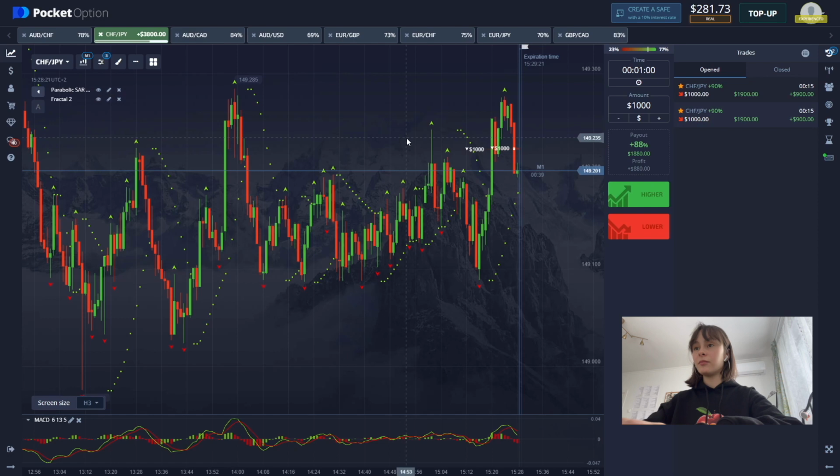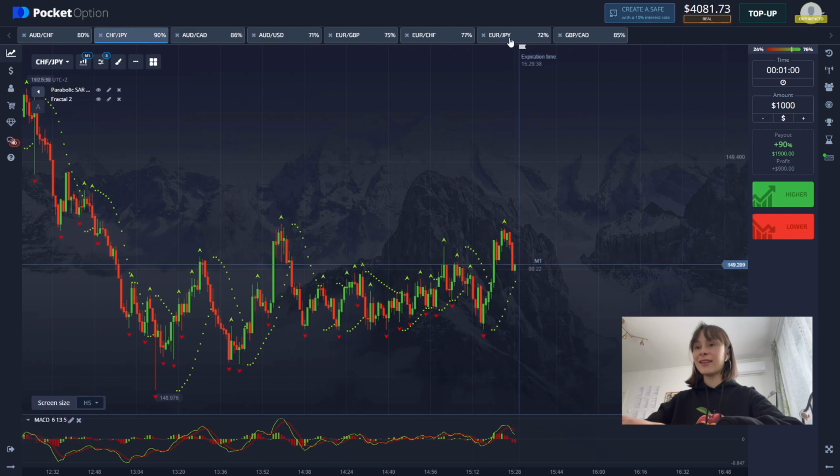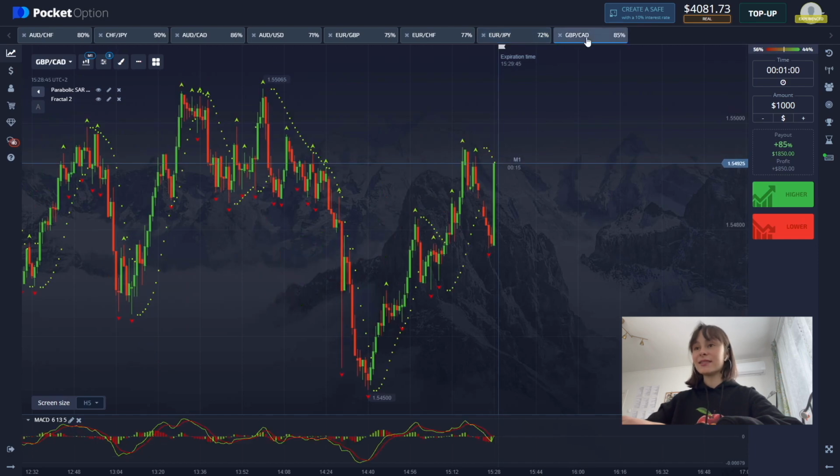We already have a good breakdown, around 10 seconds until the end. Great level of opening. Even the upward candle cannot do us any harm. And our deals are closed positively. We have a profit of $4,000 on the deposit. Let's keep going. Let's choose the next currency pair.